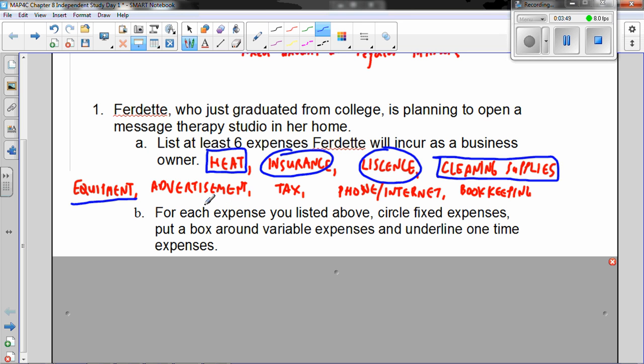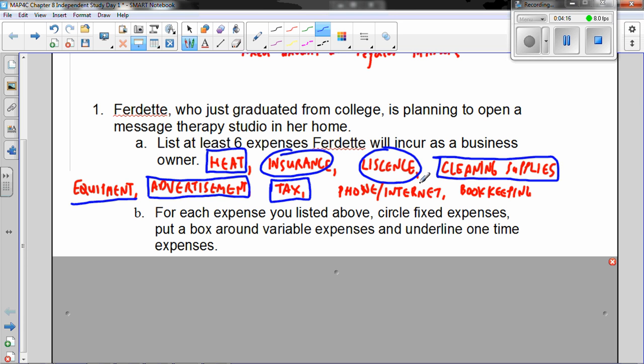Advertising, I don't know if she's just going to put an ad in the phone book and that's it. Well, that would be a one-time expense, but probably this is some sort of variable expense from year to year, depending on what's going on, or from month to month rather. Tax, probably variable depending on how much money she makes, right? It'd be a fixed percent, but it would change from month to month.